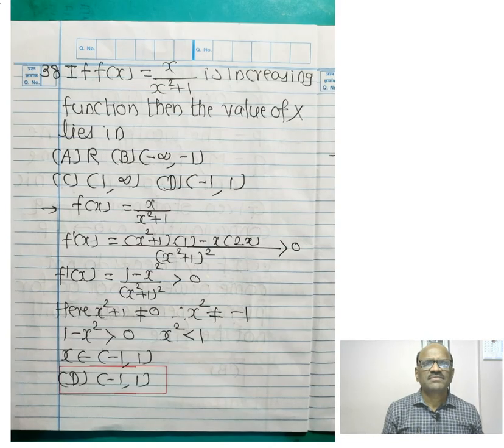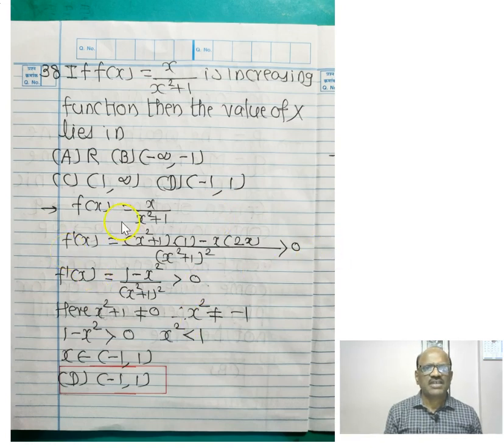Now the next question. If the function f of x is equal to x upon x square plus 1 is an increasing function, then the value of x lies in which of these: R, minus infinity to infinity, minus 1 to 1, or plus-minus 1? Now see, f of x is equal to x upon x square plus 1. If the function is increasing, the derivative must be positive, and solving this you will get the answer.